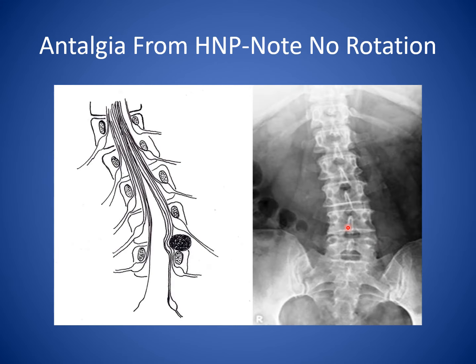You can have a scoliosis appearance from antalgia, which is not a true scoliosis, but it's a pain-induced angulation. For example, a large herniation right here will cause you to lean away so that the roots that are being impressed by this do not cause pain, and you'll see that there's no rotation in an antalgic scoliosis.